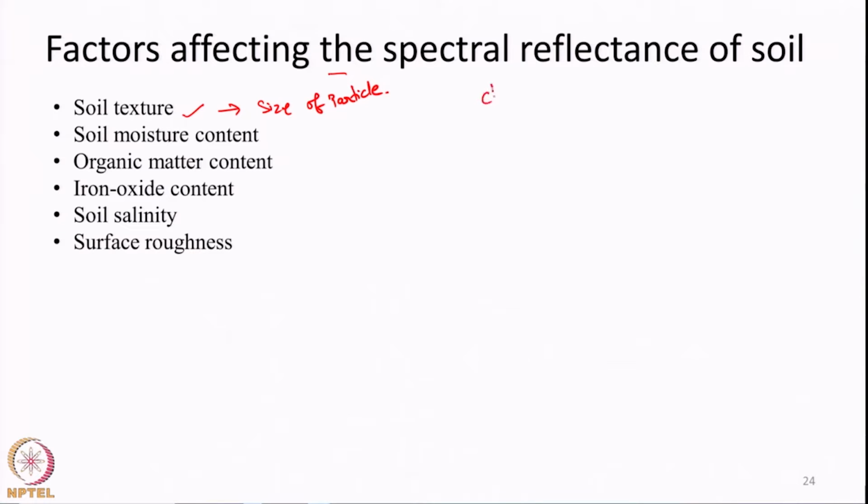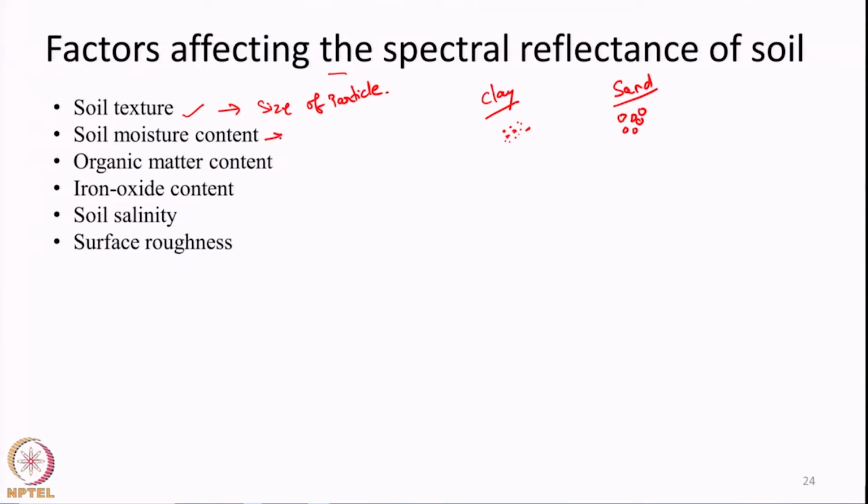Say for example, clay may be made up of a lot of tiny soil particles that are closely packed together. On the other hand, sand, like we might have observed in beaches, may have slightly larger particles with larger air gaps in between them. So, whether the soil texture is rough or smooth, whether it has large grain particles or small grain particles and so on, it will affect the reflectance.